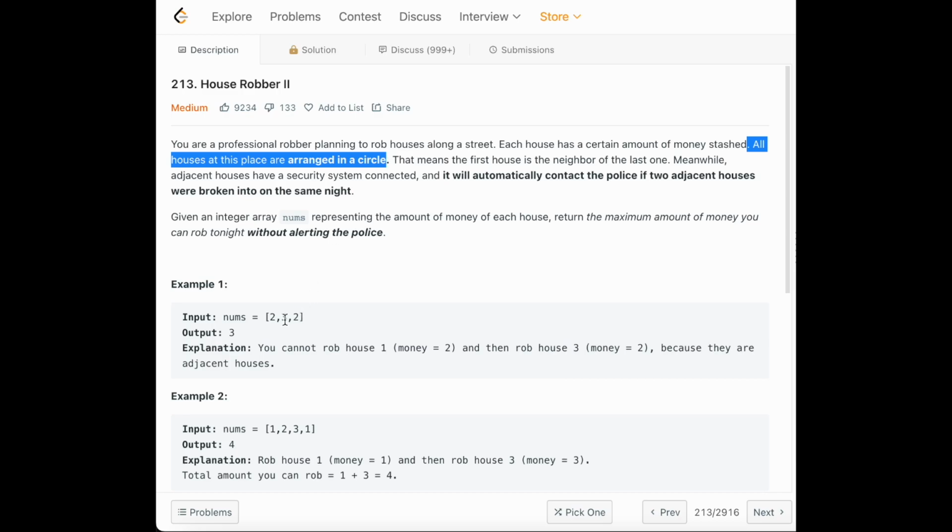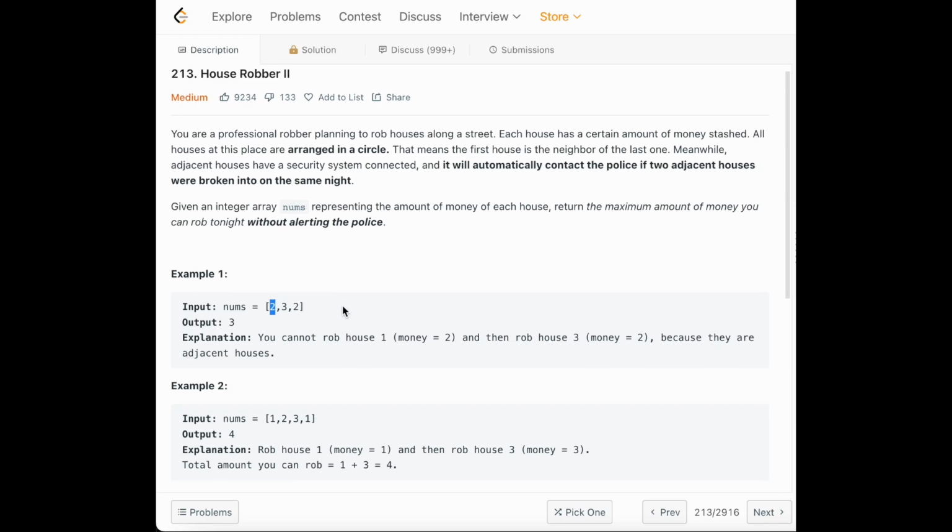Which means the house next to house n minus 1 is going to be house 0. So you cannot rob both the first house and the last house given in the array. That is the only variation. So let's look at the examples.